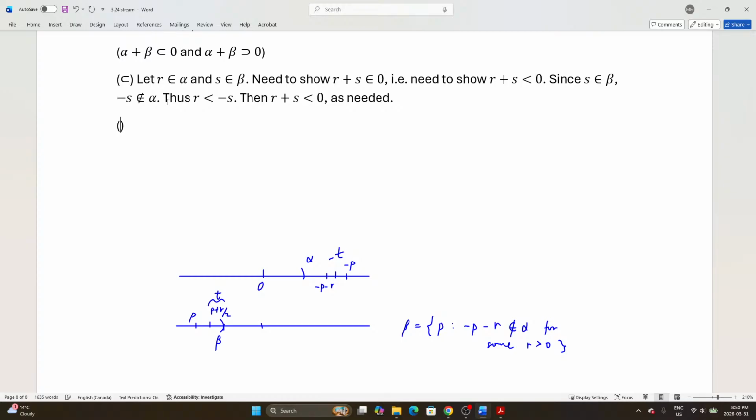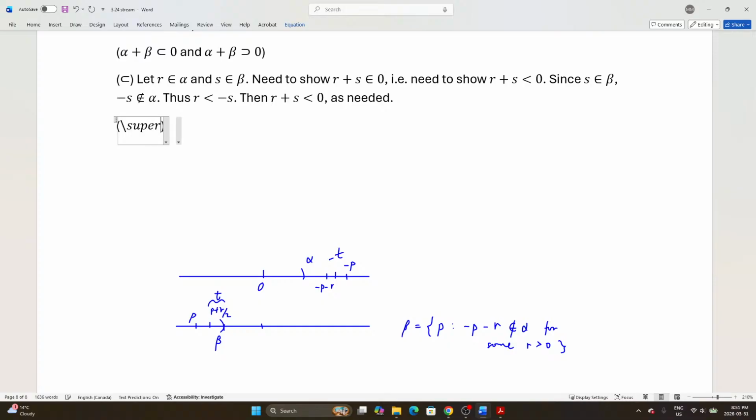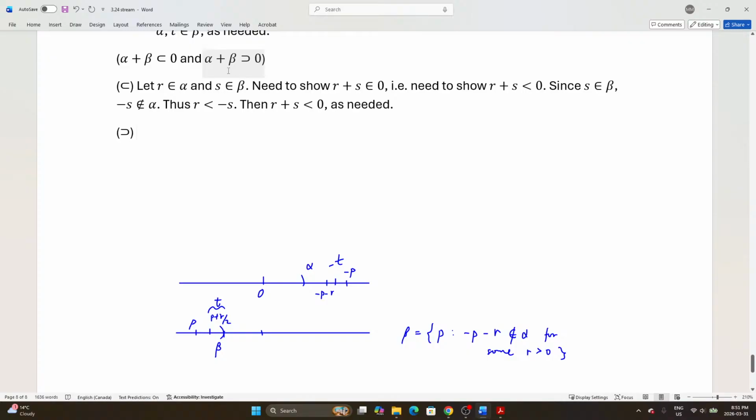All right. Let's prove the opposite inclusion. How do we prove 0 is contained in alpha plus beta? Let's pick an arbitrary negative rational. We want to construct an element in alpha and an element in beta such that they sum up to whatever negative element we start from. So let's put R to be in 0.